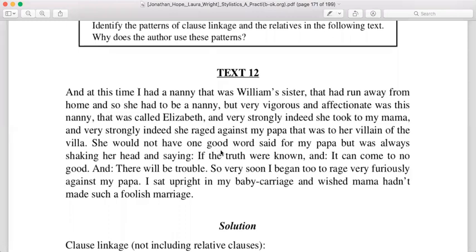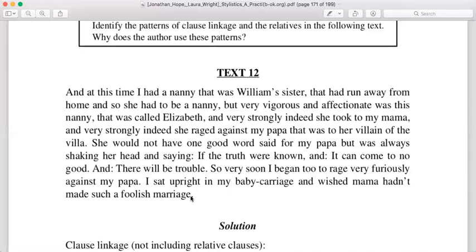She would not have one word said for my papa, but was always shaking her head and saying, "If the truth were known, and it can come to no good, and there will be trouble." So very soon I began to rage very furiously against my papa. I sat upright in my baby carriage and wished Mamma hadn't made such a foolish marriage.